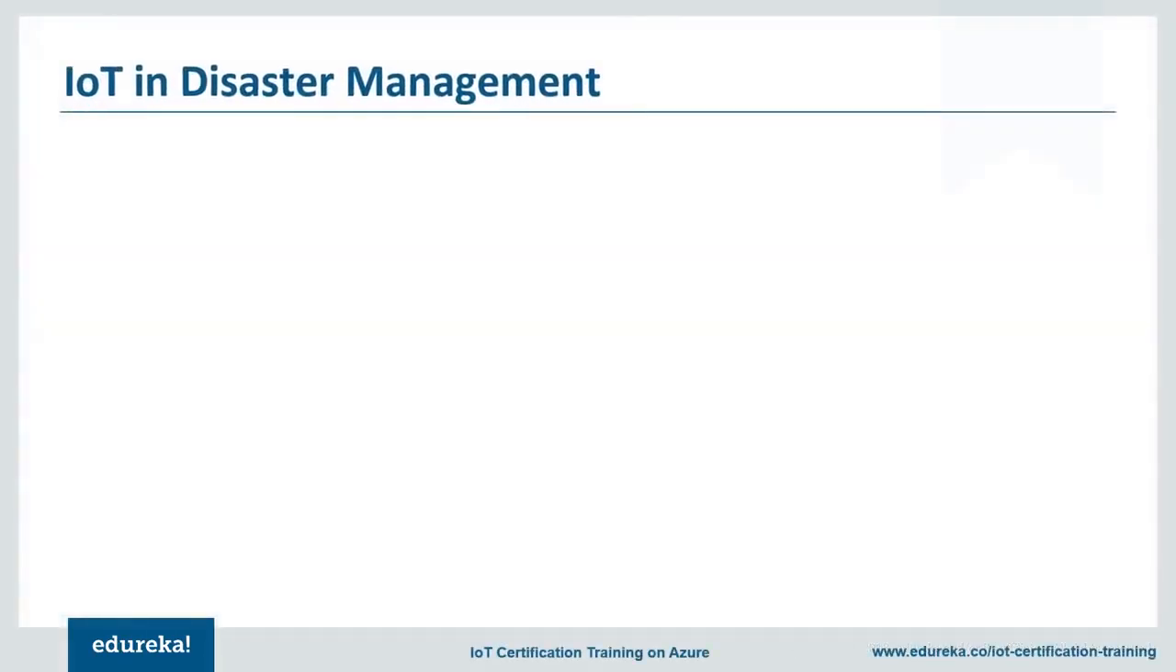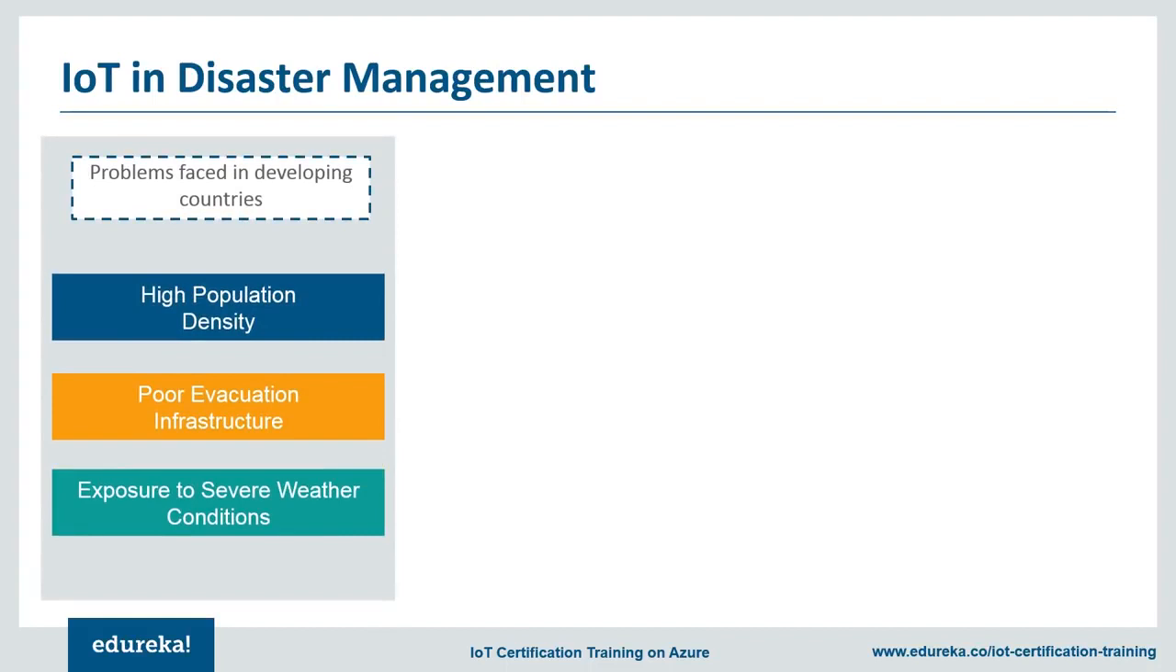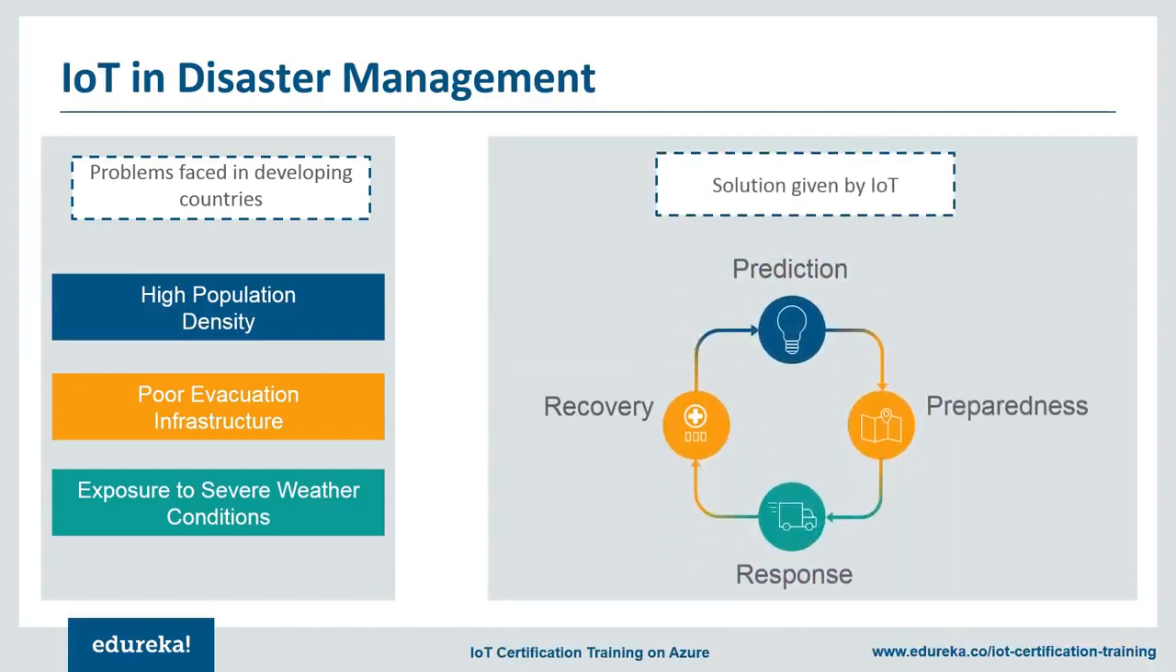Now, IoT cannot stop disasters from happening, but it surely can help in preparedness and resilience during one. Due to high population density, poor evacuation infrastructure, and exposure to severe weather events, developing countries are more exposed to the risks of natural disasters and often have limited means to sustain the effects. As a consequence, according to a study, more than 95% of all deaths caused by a disaster occur in developing countries. IoT can compensate for this by prediction, preparedness, response, and recovery to rescue developing and emerging countries from their vulnerable positions.